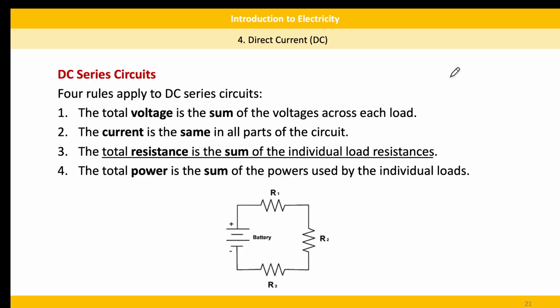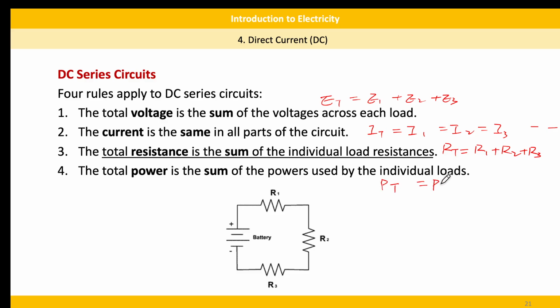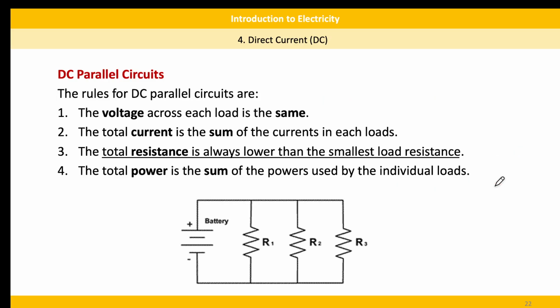For the DC series circuit, voltage is the sum of the voltage across each load, so ET is E1 plus E2 plus E3. Current is the same in all parts of the circuit: IT is I1, the same as I2, the same as I3. The total resistance is the sum of the individual load resistances: RT is R1 plus R2 plus R3. And total power, PT, is P1 plus P2 plus P3. This is for a series circuit. How about parallel?